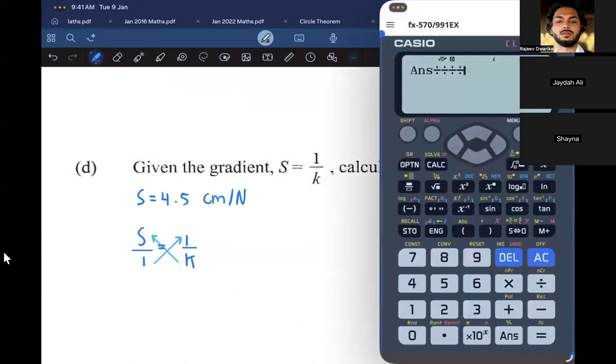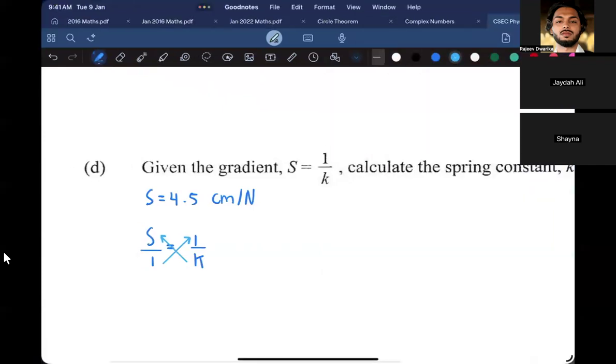What would you end up with if you cross multiplied? So first of all, what's K by S? K by S. Wouldn't that just be KS?